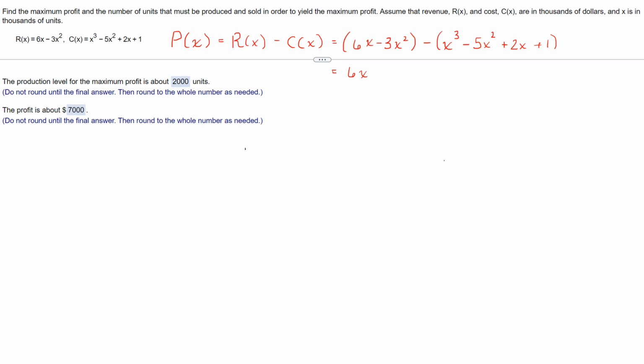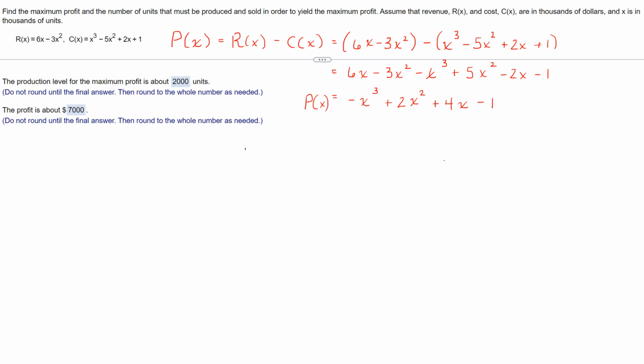And so I'm just going to simplify this, being careful to distribute that negative. And I'm going to combine like terms and put in descending order. And so that will give me a negative x to the third plus 2x squared plus 4x minus 1. And that is in fact our P of x.